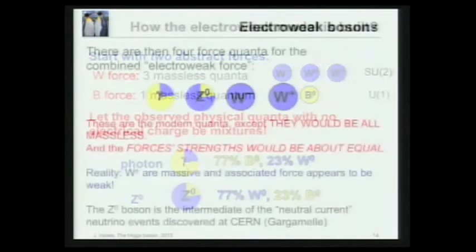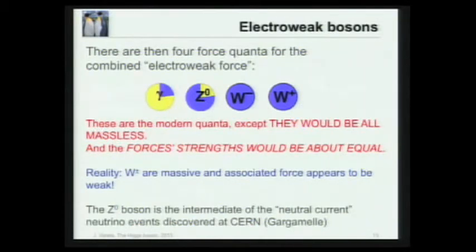So here we are. We now have the four objects: the photon, the Z, the W plus and W minus. And these are the combined electroweak force quanta. Well, the problem was, as I already told, they would all be massless, and the force strengths would be about equal. And we knew that electromagnetism is an interaction much stronger than the weak force. So the reality was indeed that these objects were massive and the strengths of the interactions were different. And the Z0, by the way, just to make a bridge to a previous lecture, was observed in the so-called neutral current neutrino events discovered at CERN in a bubble chamber that had the name Gargamelle.